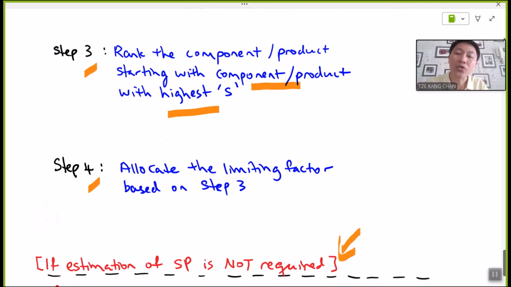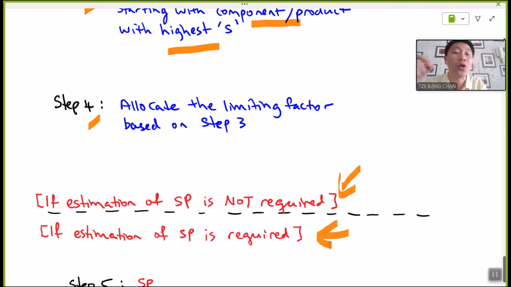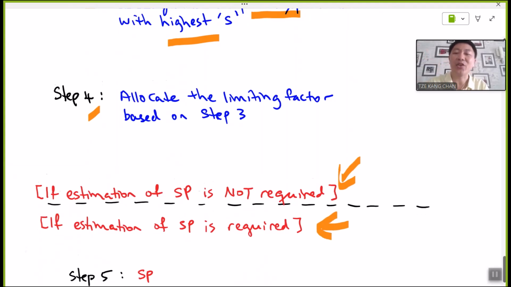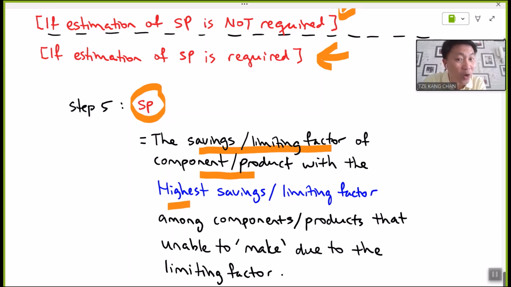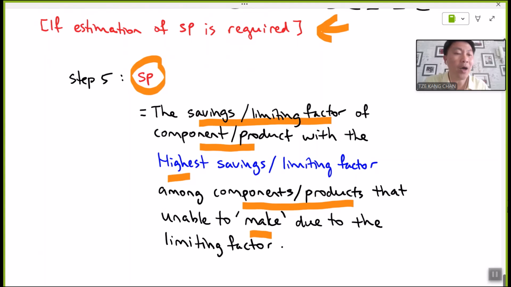So what if the question asks for shadow price calculation? You may then have to take a further step, number 5, by looking at the shadow price based upon the saving per limiting factor on the component or product that comes with the highest value of S among those items that are unable to be made due to the limiting factor. So this is how shadow price is determined based on a make or buy situation.